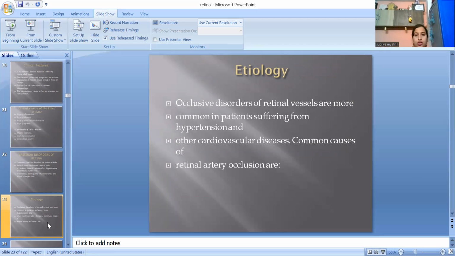What is the etiology? The most common etiology of any occlusion, either artery or vein occlusion, either branch or central, is patients suffering from hypertension and other cardiovascular diseases. Now, what are the common causes of retinal artery occlusion?